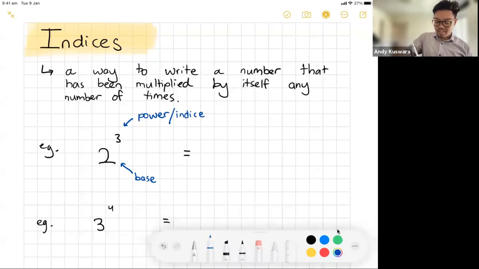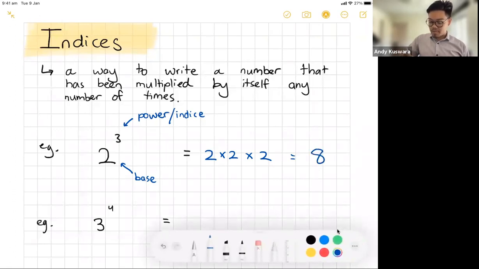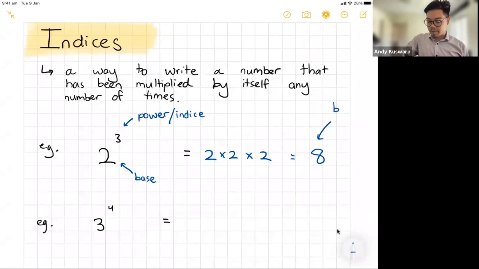So what this is really saying is it's 2 times 2 times 2, right? So my base is there 3 times, and if I was to evaluate it, 2 times 2 is 4, 4 times 2 is 8. Some people would call that number the basic numeral. It might be important for one of your exercises, but it's not super important. So just remember, the base is the number on the bottom, the power or indice is the number on top, and what it all equals is the basic numeral.